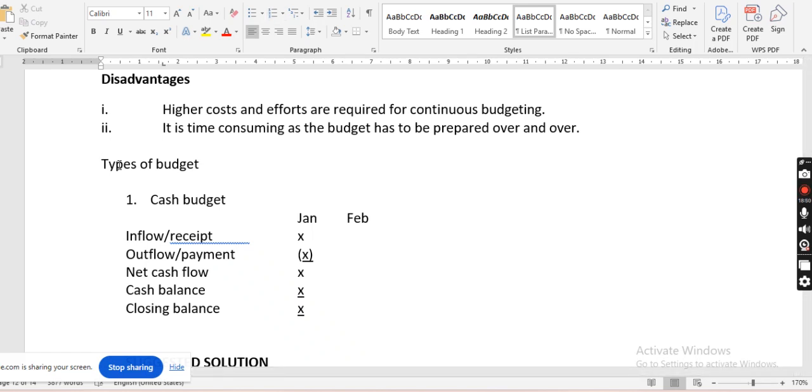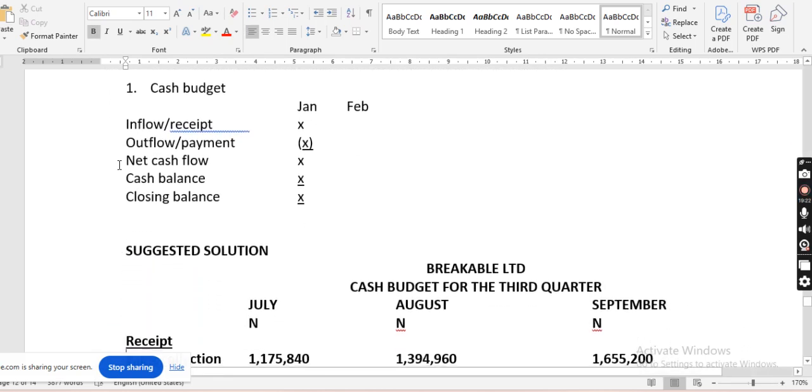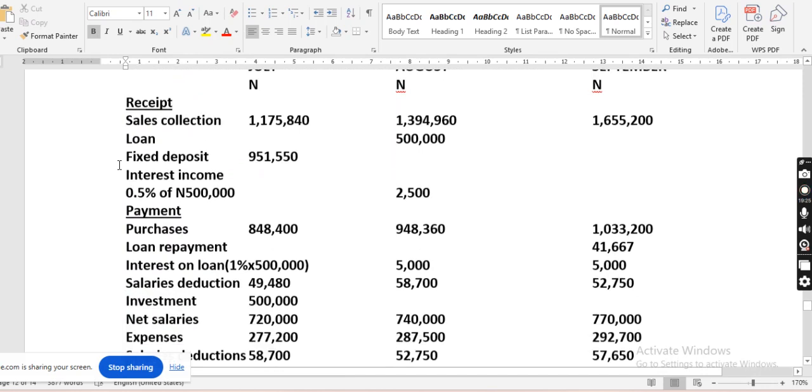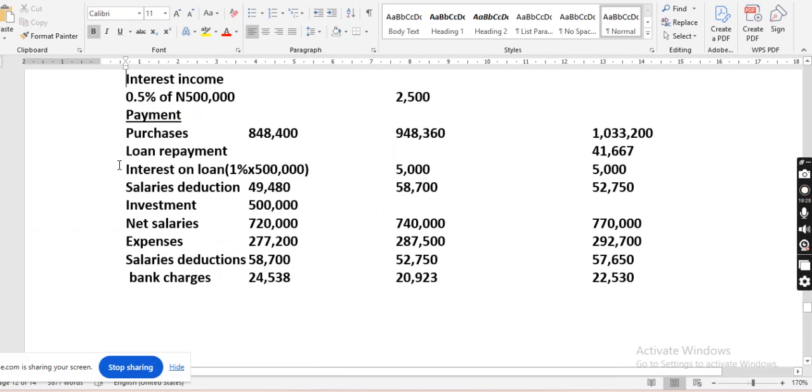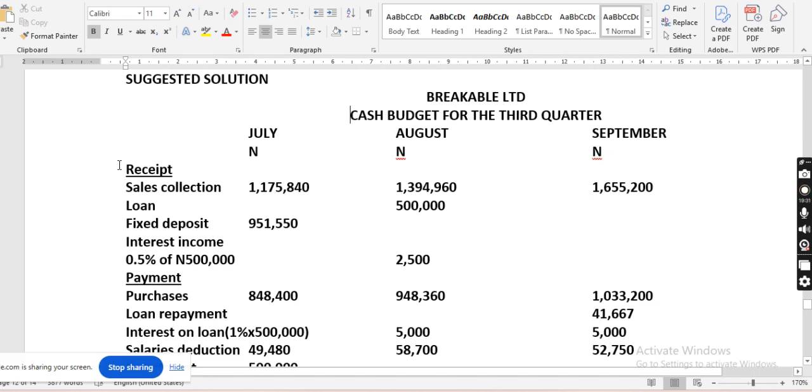Don't forget, any day, anytime you want to prepare a cash budget, this is the format. Your inflow, which is your receipt, minus your outflow. Your outflow will exclude depreciation and provision for bad debt. I've mentioned that in our previous lecture, right? Then when you subtract, you have your net cash flow. If there's a cash balance, you bring it forward and add it, and you have your total closing balance. If it is an overdraft, you subtract it, right? You have your closing balance. So in this case, I think we are done with this part.